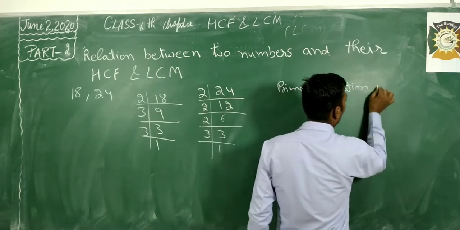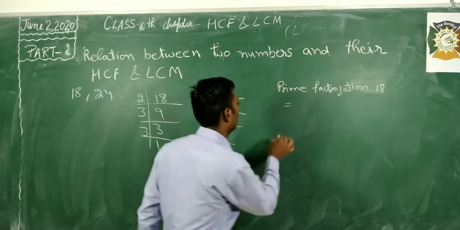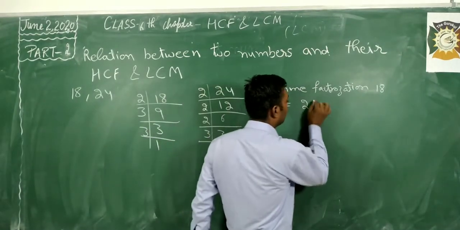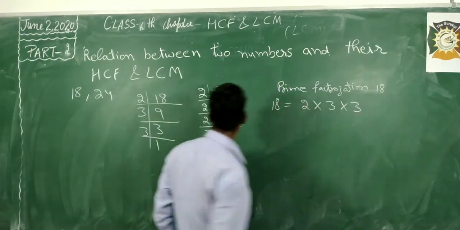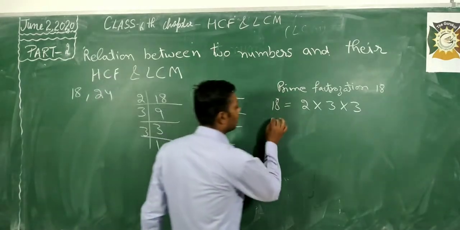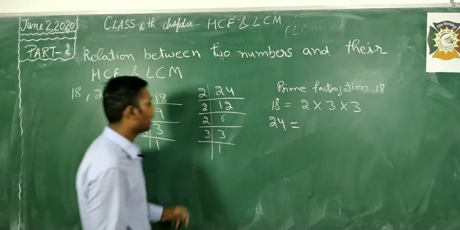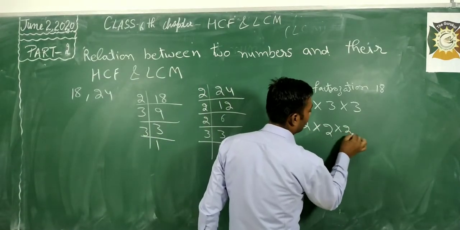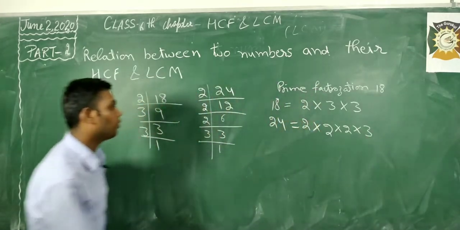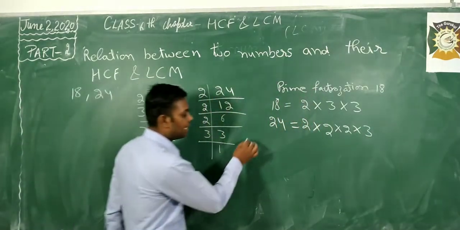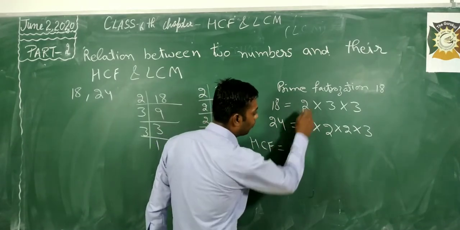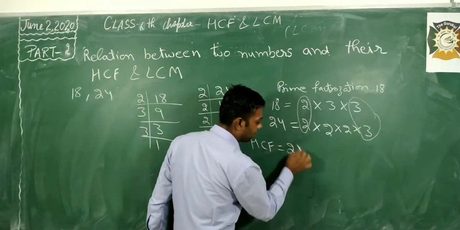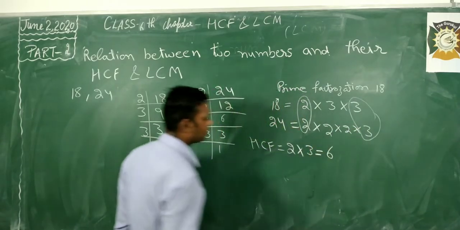Prime factorization of 18 is equal to 2 multiply 3 multiply 3. Next, prime factorization of 24 is equal to 2 multiply 2 multiply 2 multiply 3. For HCF we have to pick up the common ones, that is 2 and 3. 2 multiply 3 is equal to 6.